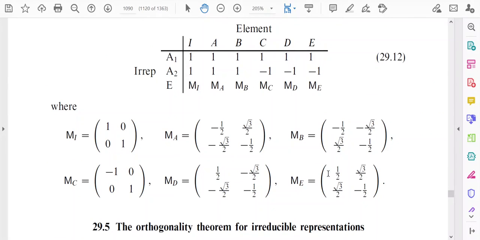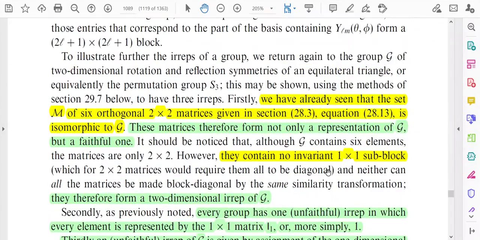These 2 by 2 orthogonal matrices are isomorphic to the group G. These matrices therefore form not only a representation of G but a faithful one. That means each matrix has a one-to-one correspondence to each of the elements of the symmetry group of the triangle. That is why these matrices form a faithful representation.